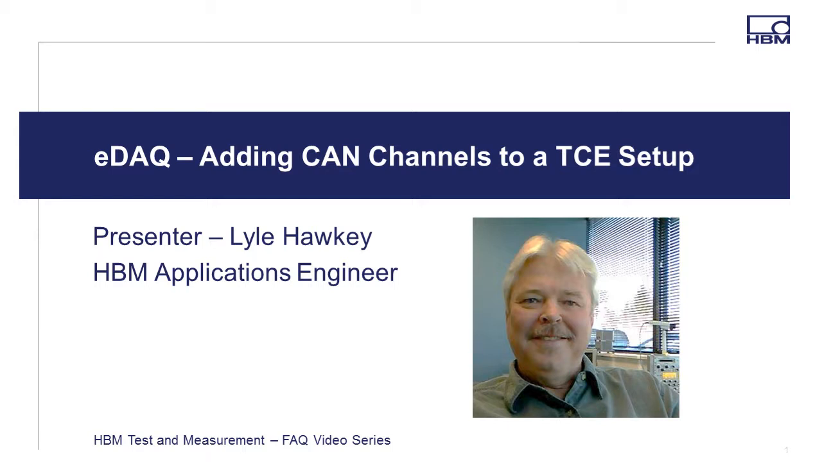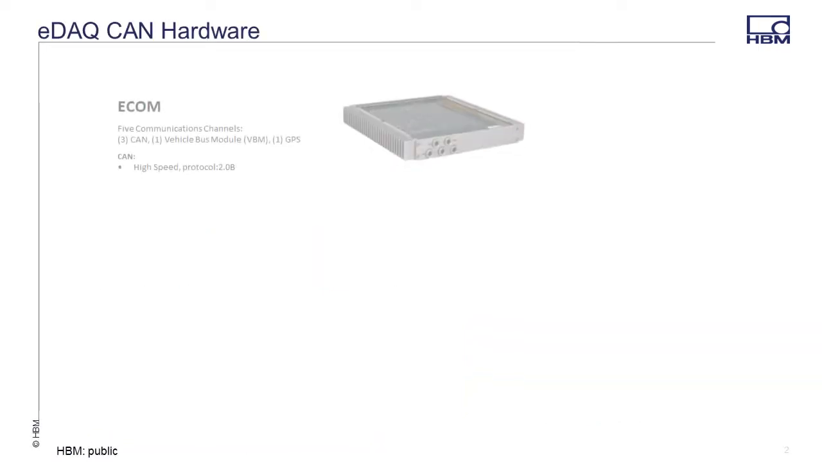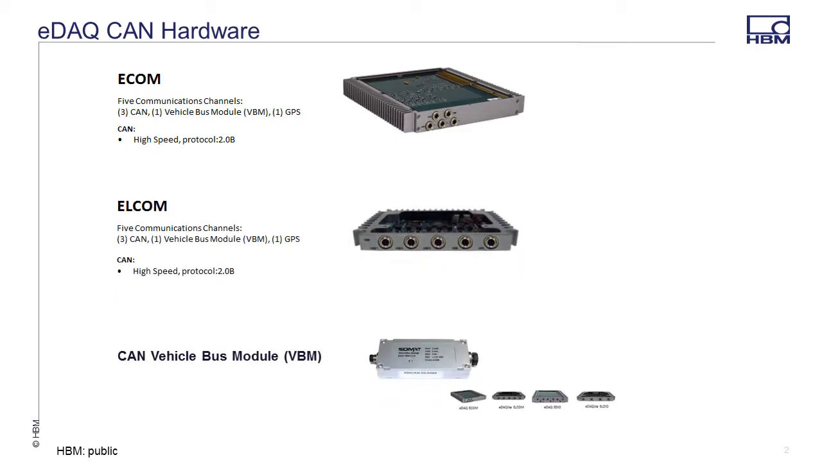In this video, I will demonstrate how to add CAN channels to an eDAQ TCE setup. In a TCE setup, CAN channels can be applied to an ECOM CAN port, an ELCOM CAN port, or a CAN vehicle bus module. Also supported and not pictured is the legacy high-level board with vehicle bus. For this demonstration, I will be adding J1939 CAN channels to an eDAQ Lite with an ELCOM layer. The same procedure can be used to add CAN channels to an existing TCE setup. The CAN channels will be pulled from the default J1939 CAN database that resides on the eDAQ.